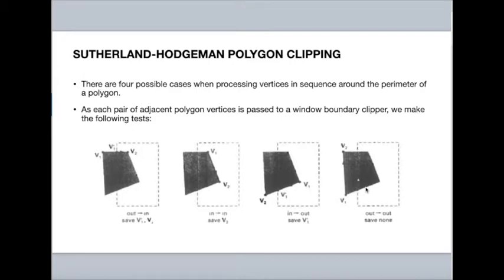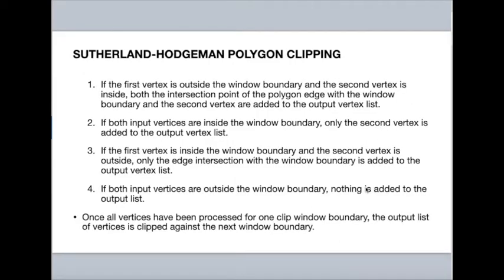Okay, so these are the cases that you have seen in the last figure. Once all the vertices have been processed for one clip window boundary, the output list of vertices is clipped against the next window boundary.